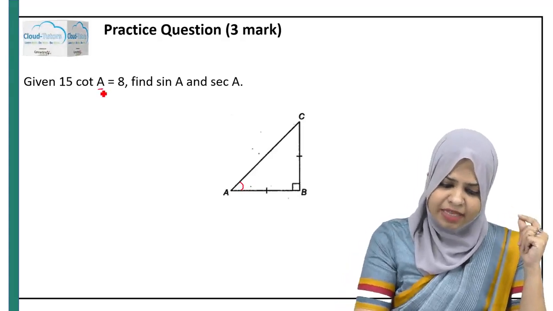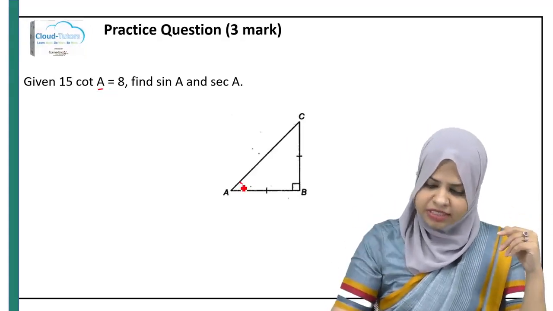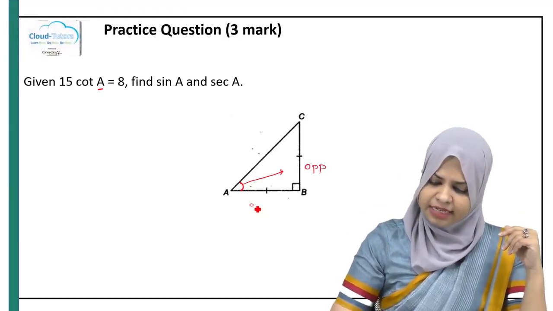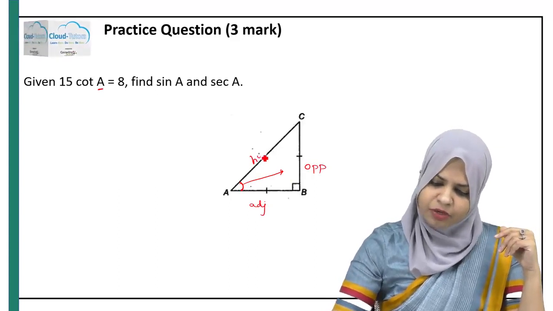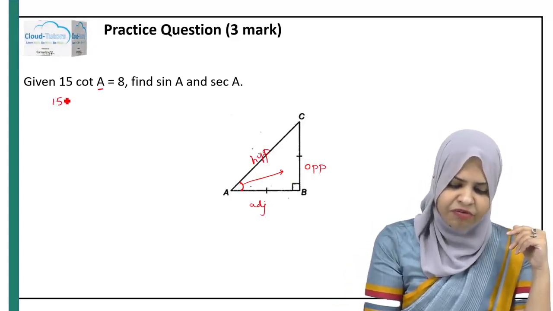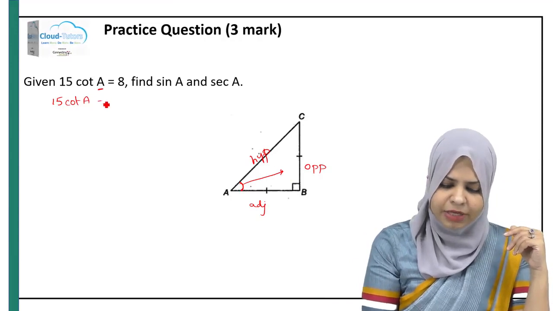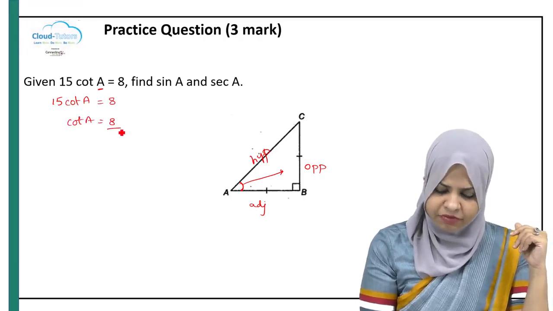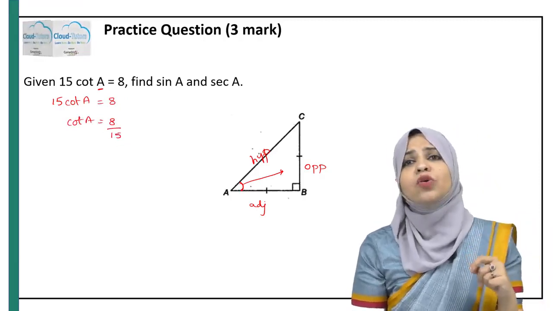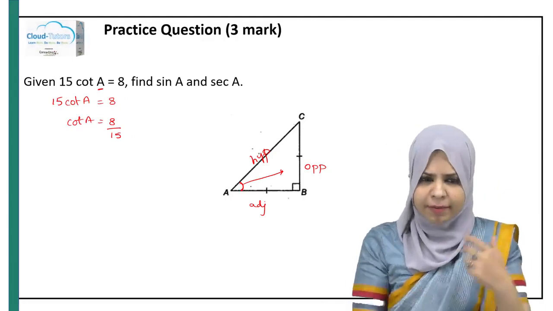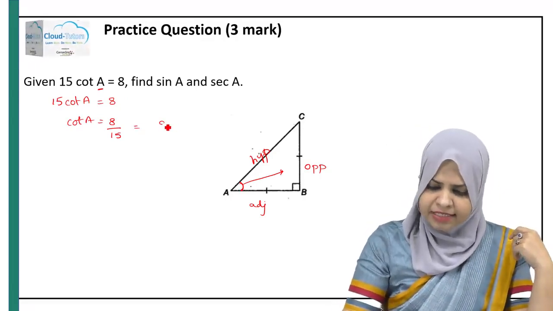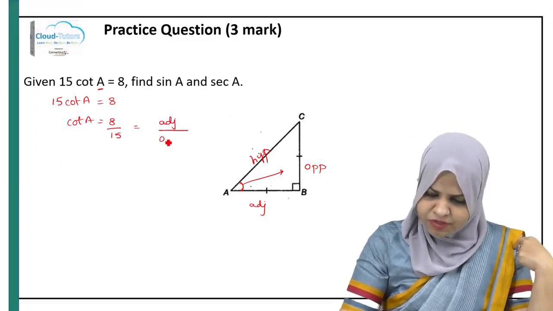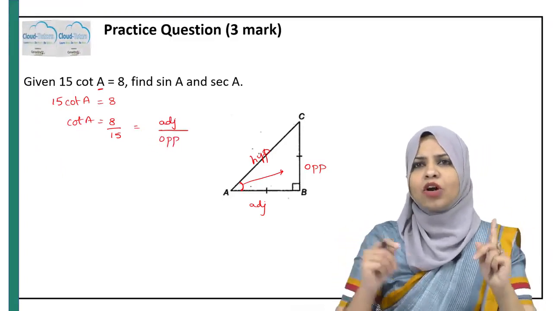So A is our angle of interest. So this is the angle. So the side opposite will be the opposite side, and this is adjacent, and this is my hypotenuse. Here what have they given? 15 cot A is equal to 8, or I can say cot A is equal to 8 by 15. And according to trigonometric ratios, what is cot given by? Adjacent side by opposite side, correct? This is the cot ratio.